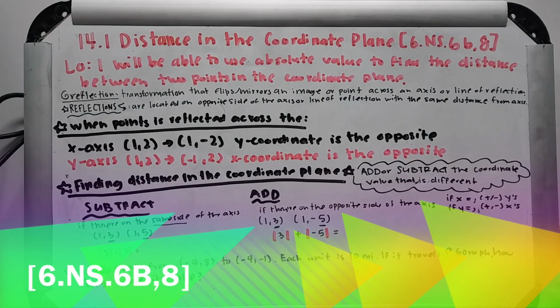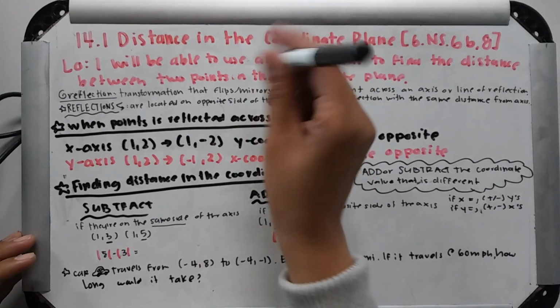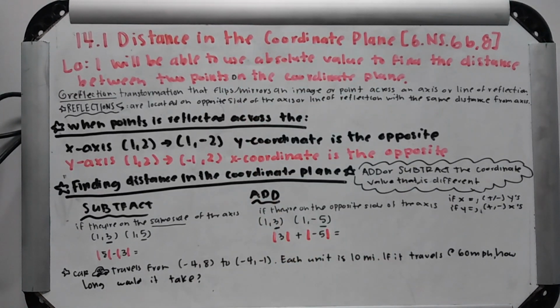Okay guys, so this is 14.1. We're going to do distance in the coordinate plane as your standard, and your objective is to be able to use absolute value to find the distance between 2 points on the coordinate plane with at least 80% accuracy on the independent practice that you're given.